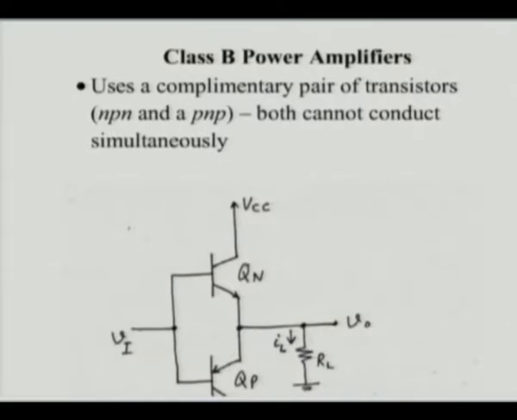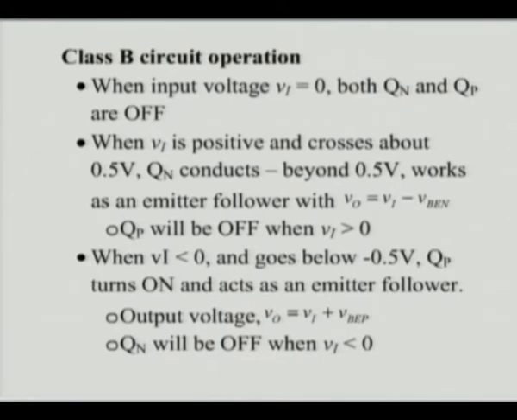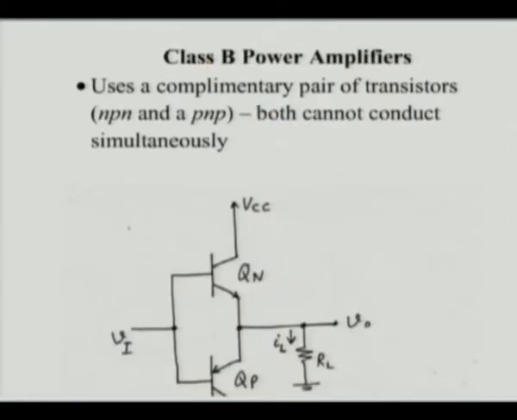If our power requirement, let us say, is less than a watt, then class A is the best choice. But if our power requirement is more than a watt, or let us say several watts, then definitely we should not go for a class A stage. Now, let us look at the next class of circuit, which is a class B amplifier.